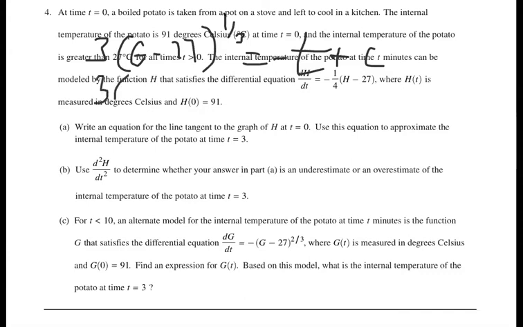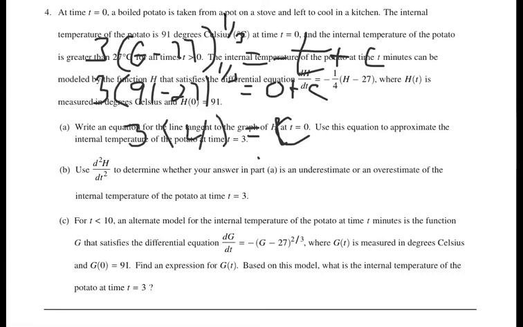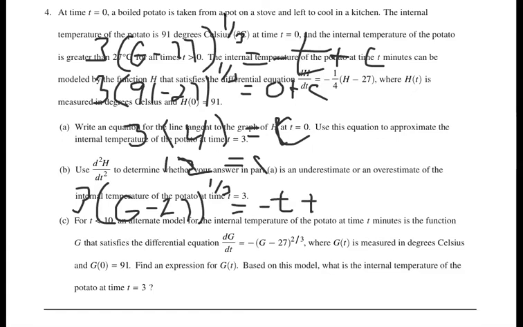So I'm going to get 3 times (91 minus 27) to the 1/3 power is going to equal 0 plus c. And then c is going to equal. So 91 minus 27 is 64. And the cube root of 64 is 4. So c equals 12. So our equation is going to be 3 times (G minus 27) to the 1/3 power is going to equal negative t plus 12.